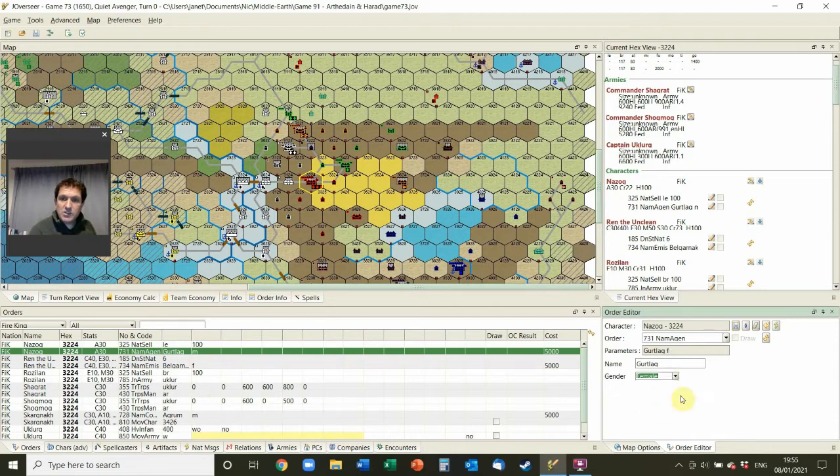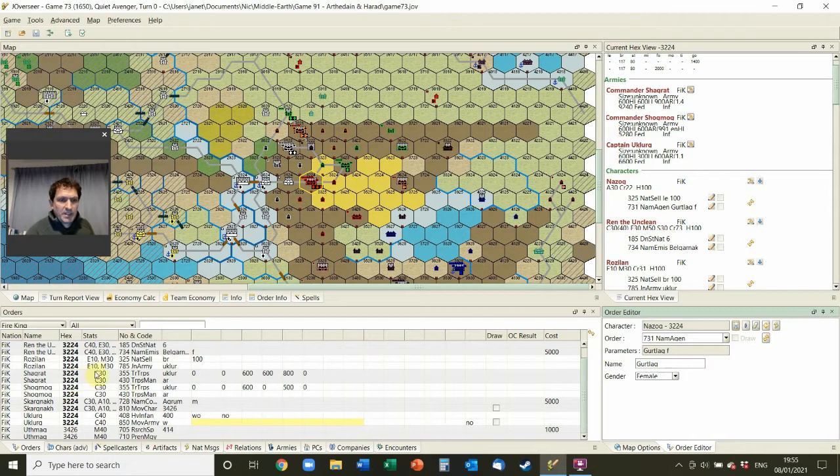So you can use the order editor on the right hand side of the screen and look at all of the orders that have been compiled so far on the left hand side of the screen, and it can be very useful just to go through character by character, making sure you've got the orders done for them. It will tell you if you've missed anyone out. That's really useful. Yeah, and you just get all that information through there.